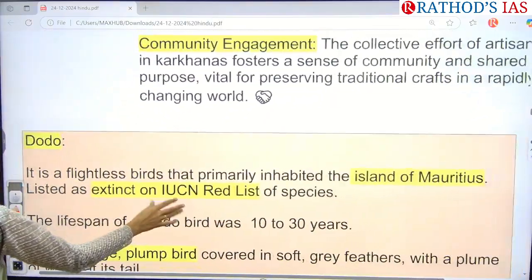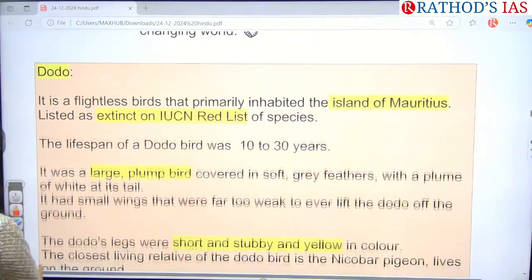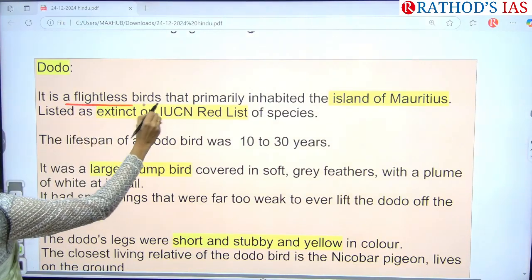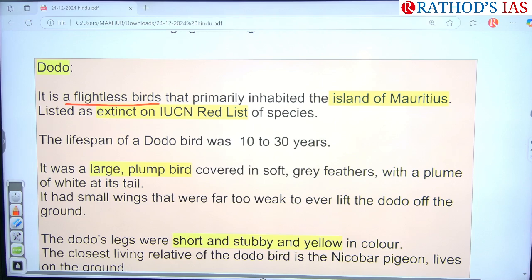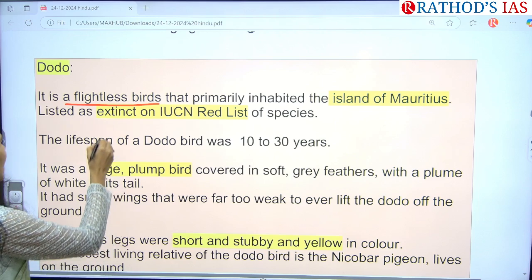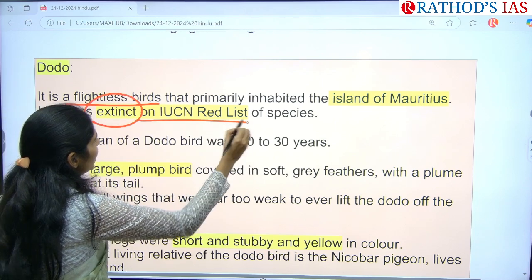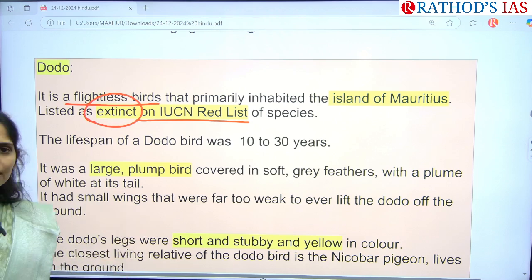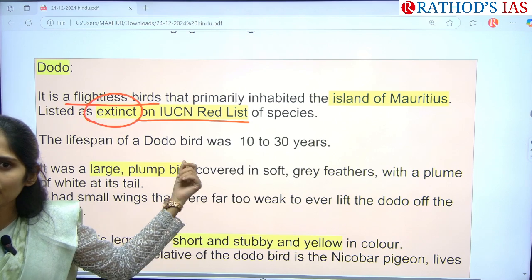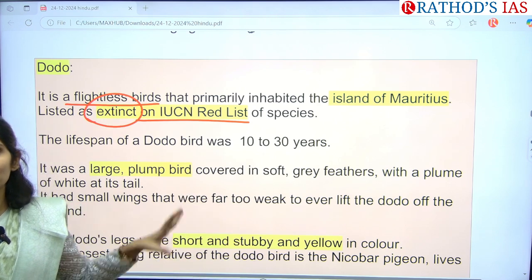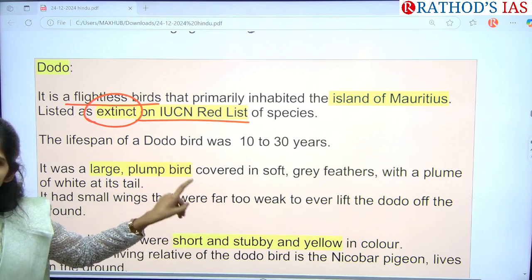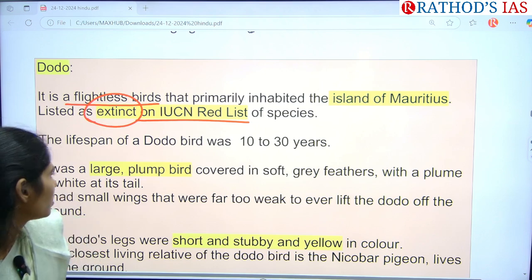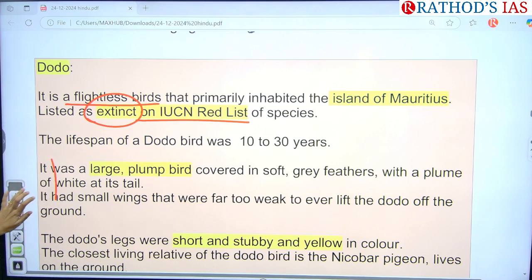Now let us see some facts regarding this dodo. The dodo is a flightless bird and it is mainly seen on the island of Mauritius. It is listed as extinct under the IUCN Red List. Normally the lifespan of this dodo bird is 10 to 30 years. But because of failure to take steps for conservation, that animal became extinct.